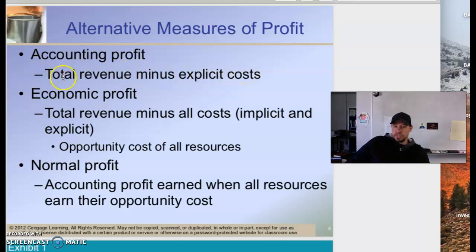So you take your total revenue of 10, you subtract your costs of 5, and that would give you an accounting profit. Okay, an accounting profit of $5. Pretty simple. Total revenue minus explicit costs. Economic profit is a little different. Remember that idea of implicit. Okay? Economic profit is total revenue minus all costs, implicit and explicit.